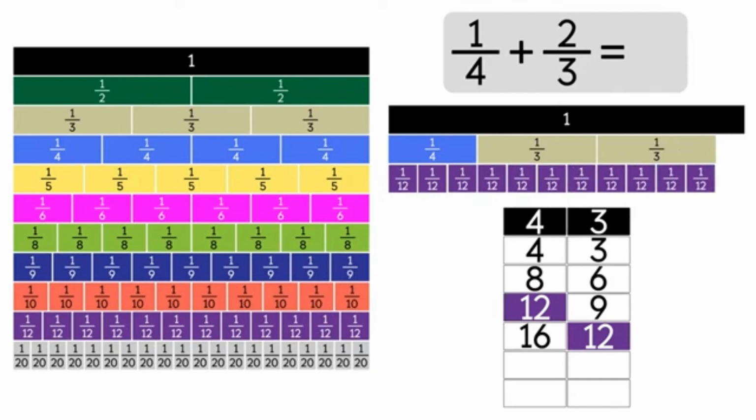So 2/3 is equivalent to 8 over 12. Now we add up the 12ths. We have 11 12ths. So 1/4 plus 2/3 equals 11 over 12.